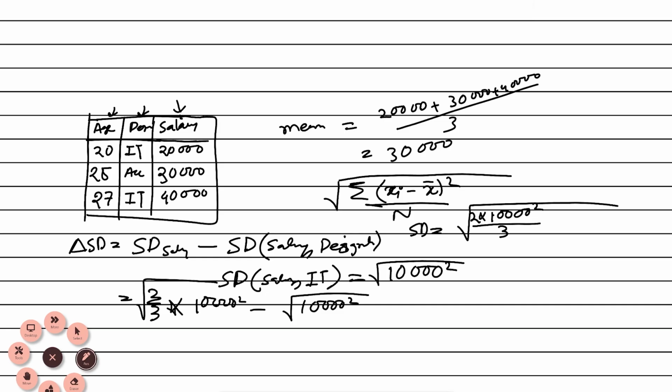So how much will it be? Again 10,000. This is also 10,000. 10,000 into square root of 2 by 3, and this will be again 10,000.